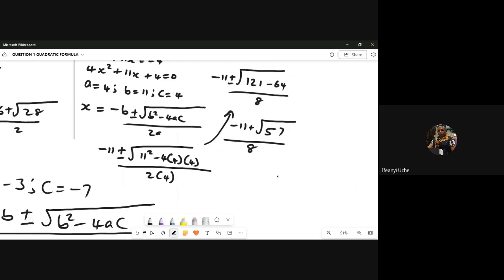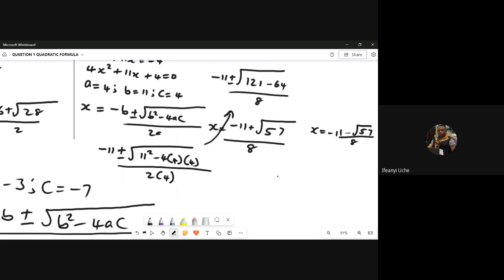Remember, here is x equal to negative 11 plus root 57 all over 8, and here is also x equal to negative 11 minus root 57 all over 8. Then let's check and confirm negative 11 plus root 57 divided by 8. That gives you negative 0.43.